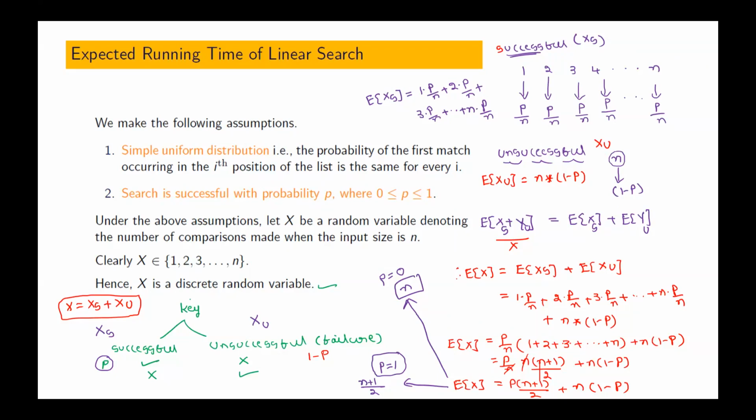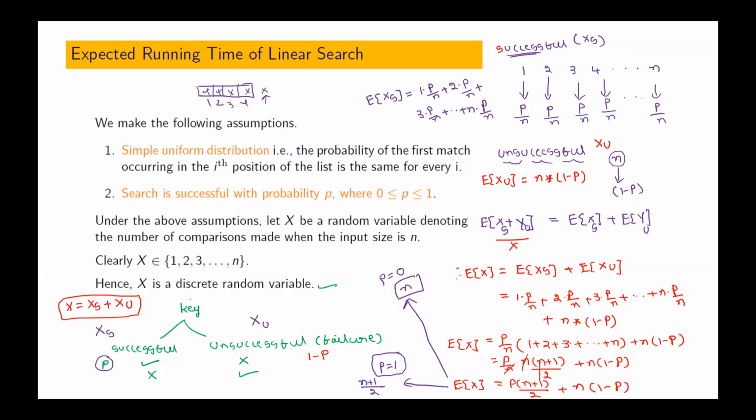No, sir. N into 1 minus p. Okay, brother, this is array 1, 2, 3, 4. N is 4. Unsuccessful means here only unsuccessful occurs, no? In that case, how many comparisons are we making? We compare with this: not equal, not equal, not equal, not equal. Then we say that it is unsuccessful, no? That means in an unsuccessful search also, we are making n comparisons only, no?